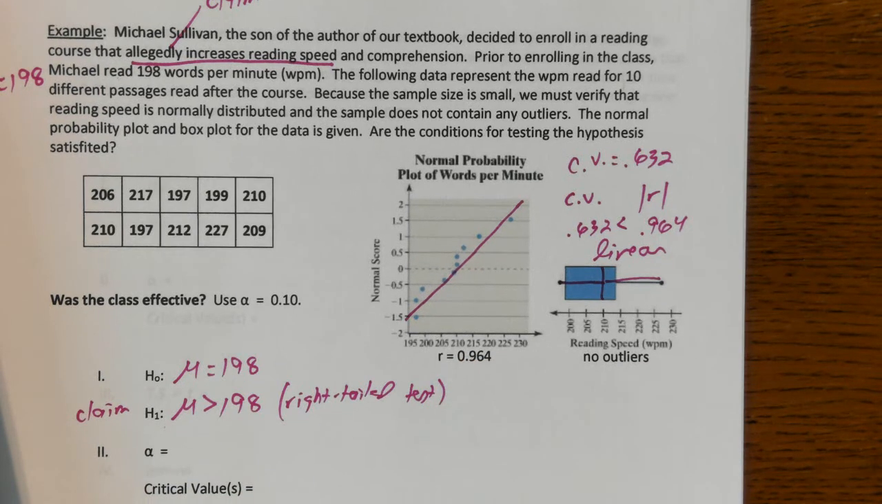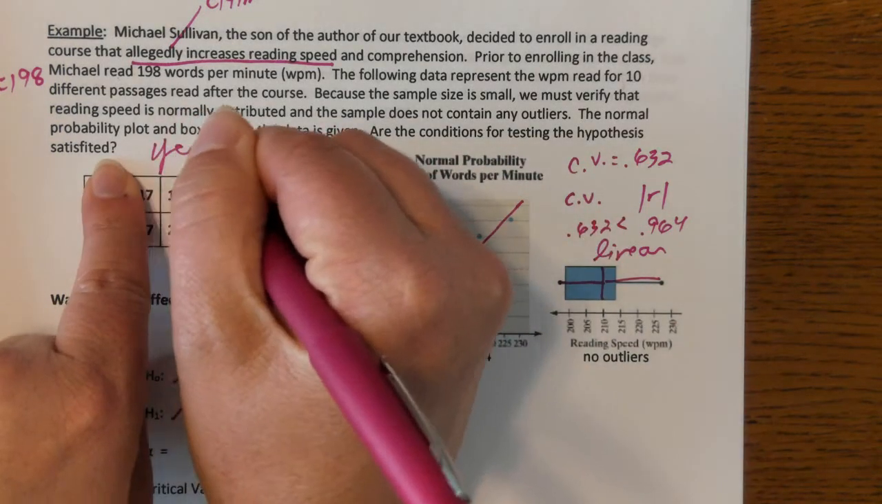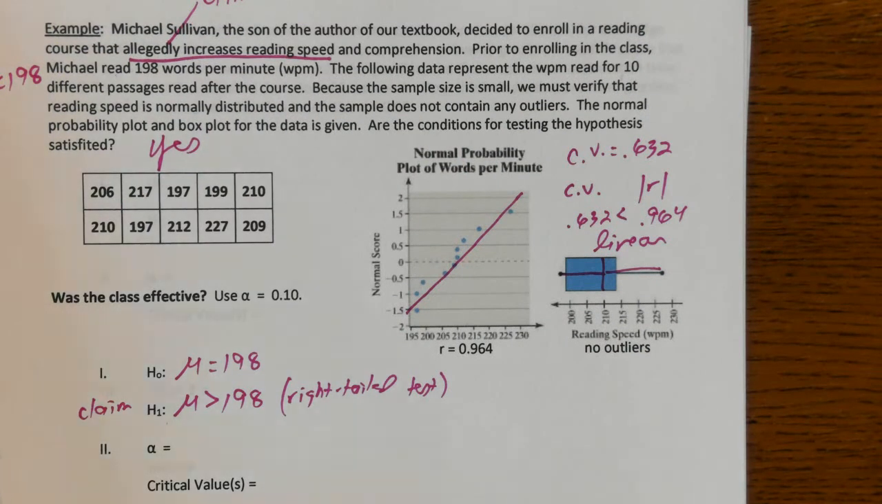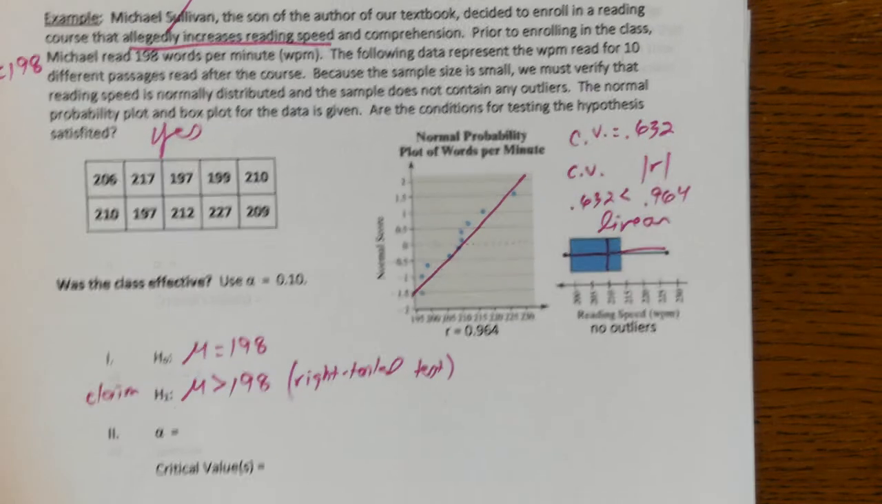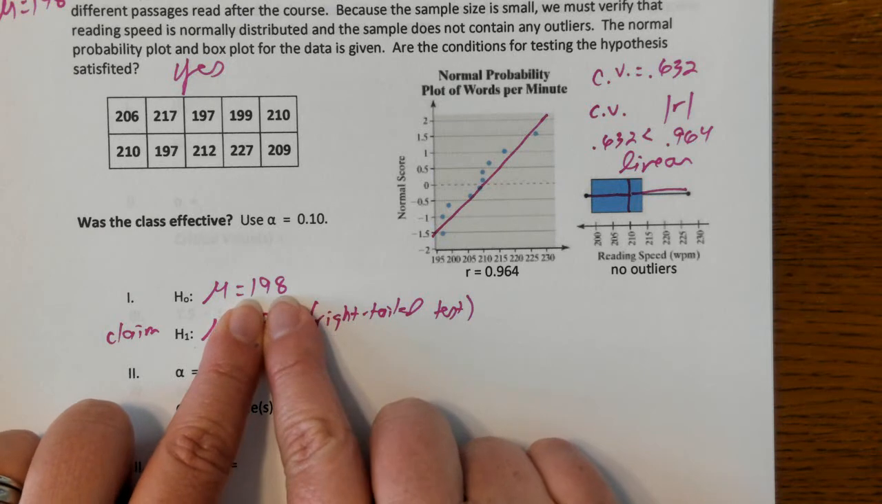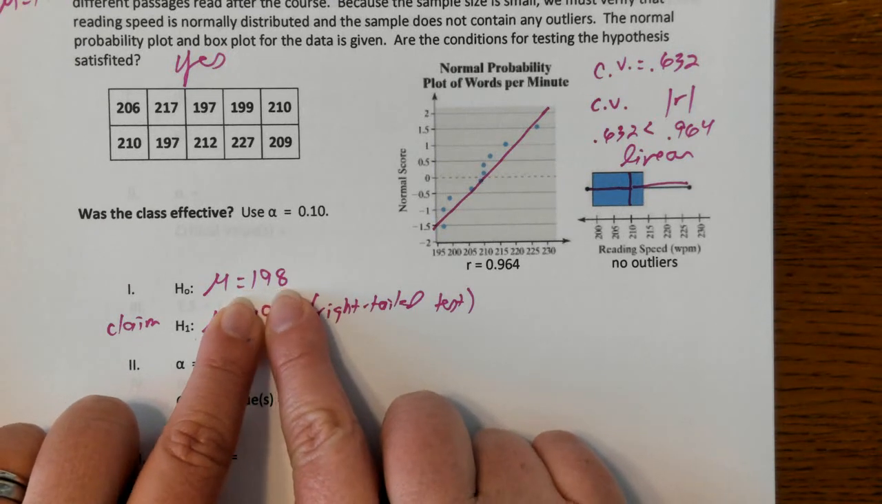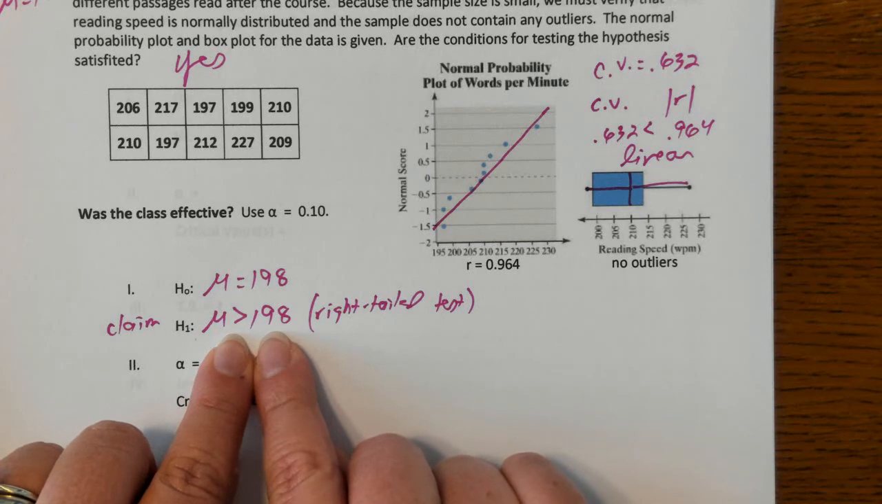Okay. So are the conditions for testing the hypothesis satisfied? And we're going to say, yeah, it's appropriate for us to use a hypothesis test. Okay. Alpha, they say, was the class effective? So in other words, are you going to reject that the mean is 198? You're going to reject it and say, no, mean's higher than 198. He definitely increased his reading speed.